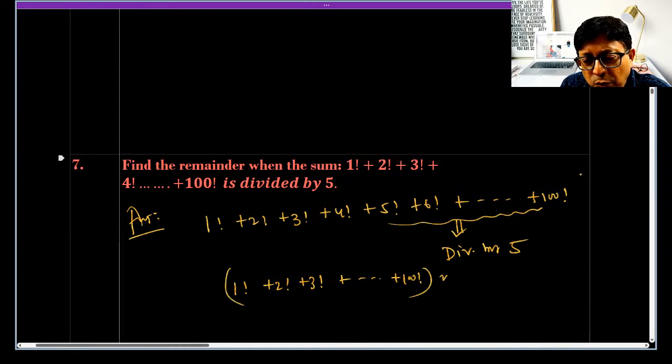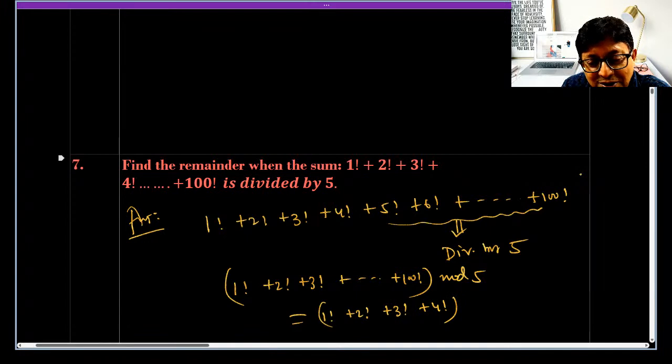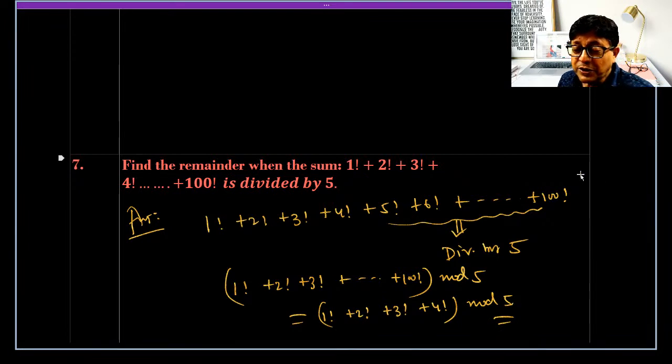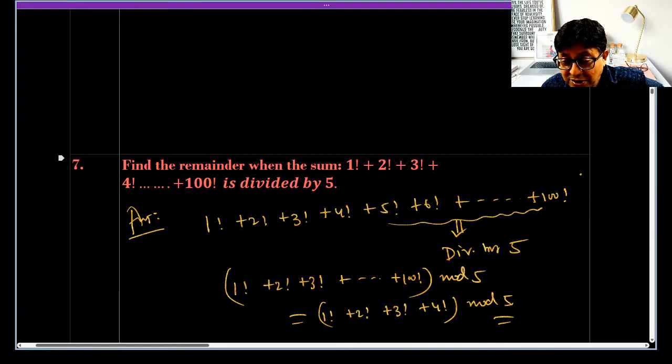100 factorial mod 5, then because this thing is divisible by 5, we will not take it into consideration, we remove it, this thing mod 5. So this is what? Factorial 4 is 24, 3 factorial is 6, 24 plus 6 is 30, 32, 33.